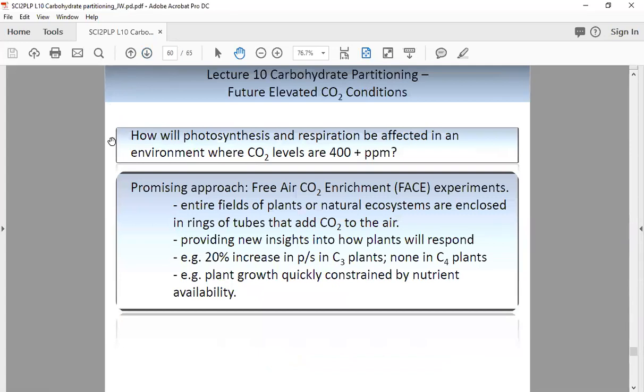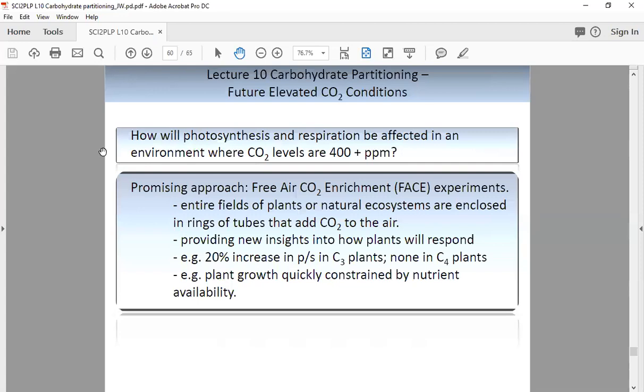All right, so looking into the future, an important question today is how will photosynthesis and respiration be affected in an environment where carbon dioxide levels may reach 400 plus parts per million. And this, of course, is particularly relevant as we continue to add carbon dioxide to the atmosphere, that is, carbon dioxide derived from fossil fuel combustion.